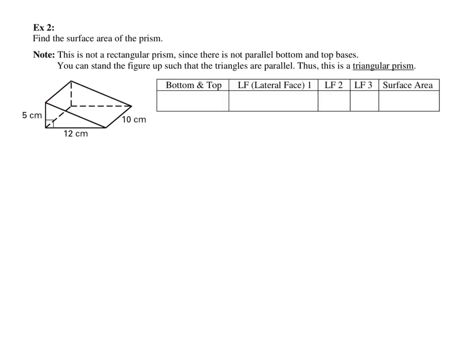All right, for the next example, find the surface area of the prism. This is not a rectangular prism. Why not? Since there are not parallel bottom and top bases. Notice that we have a rectangle on the bottom here, but there's no parallel rectangle on the top. So what do you do then? You can stand the figure up such that the triangles are parallel. Thus, this is a triangular prism.